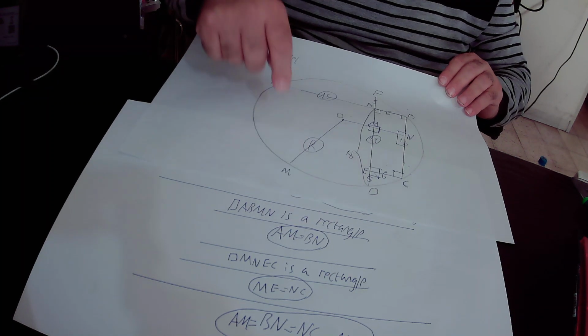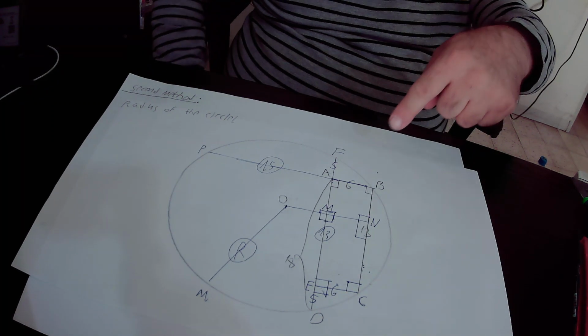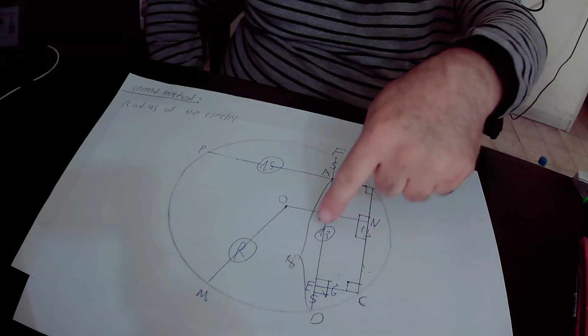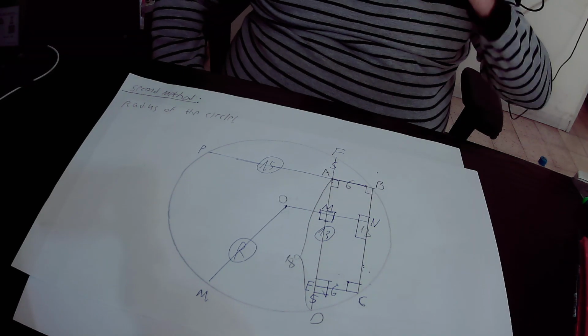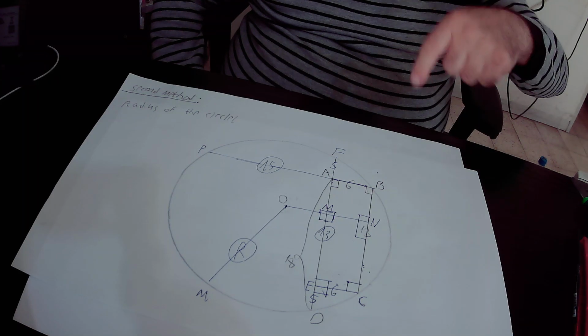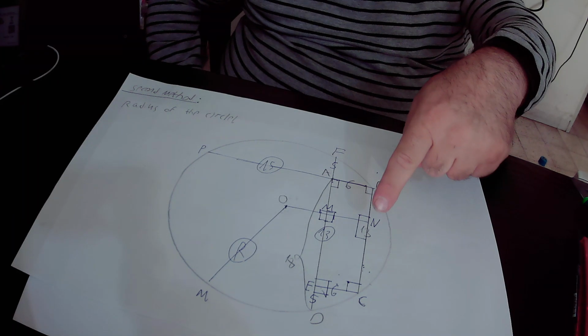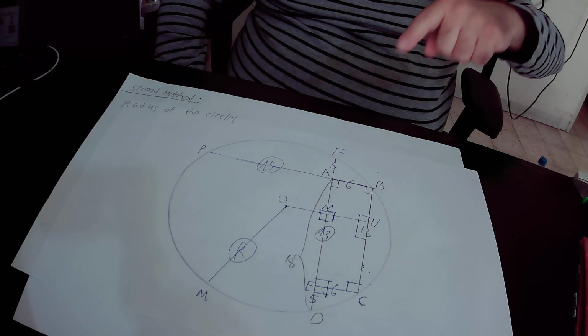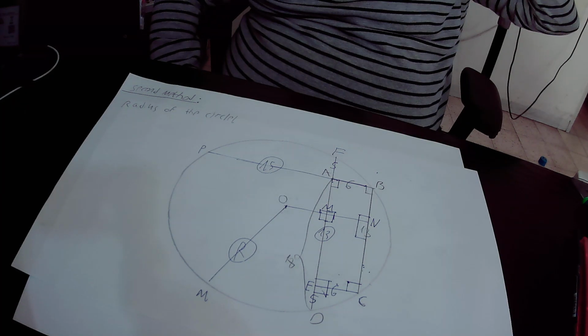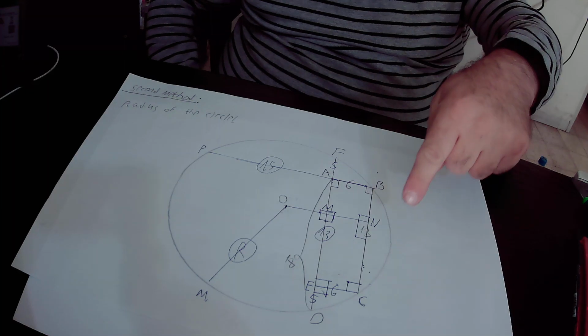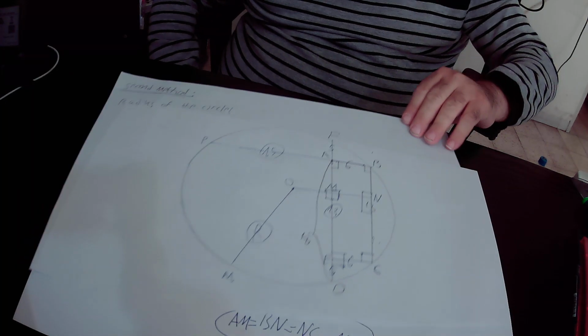AM equals BN. In the next step we focus on the quadrangle MNEC, the lower quadrangle. In the lower quadrangle MNEC we have 1, 2, 3 right angles, therefore this fourth angle must also be equal to 90 degrees, and therefore quadrangle MNEC is a rectangle.